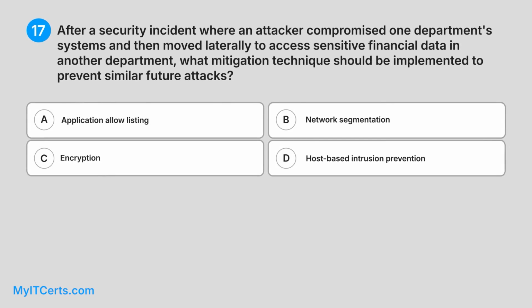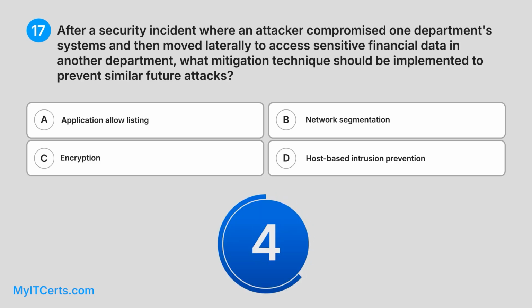17. After a security incident, where an attacker compromised one department's systems and then moved laterally to access sensitive financial data in another department, what mitigation techniques should be implemented to prevent similar future attacks? A. Application allow listing. B. Network segmentation. C. Encryption. D. Host-based intrusion prevention. Can you guess the answer?